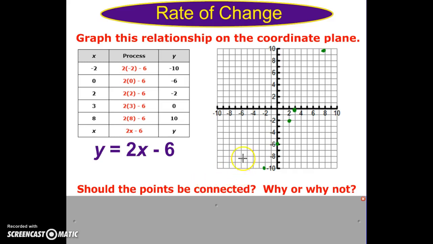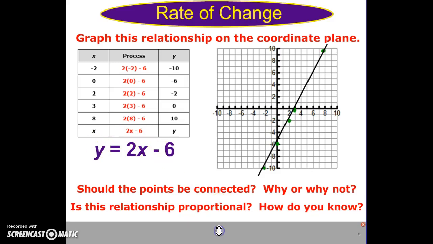If I were to put a different number in this table, for example 1, it's not in my table, but I could solve for 1. 2 times 1 is 2, minus 6 is -4, and the point 1, -4 could go on my graph. So our points should be connected because this is a linear function, and because I can use any value for x and find a value for y, then yes, they should be connected.